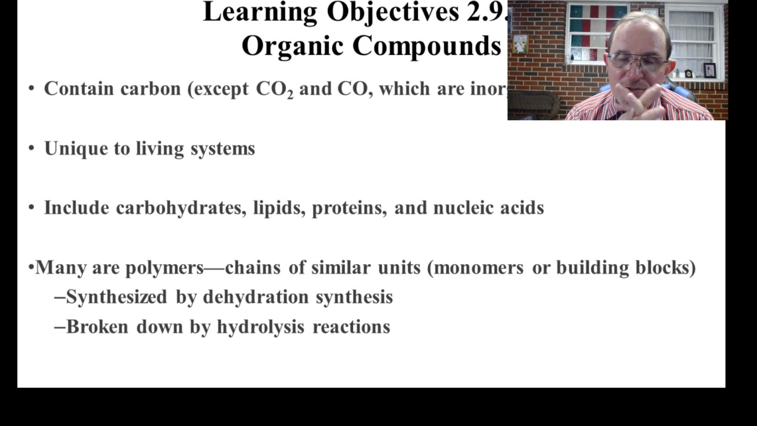The four main categories are carbohydrates, carbs, lipids, which are fats, proteins, and nucleic acids. Most of those are going to be polymers. They're going to be chains of similar units. The best way to think about monomer and polymer is monomers are the basic building blocks. They're like a Lego. You take a bunch of Legos, put them together, and you make something, a polymer. And again, dehydration synthesis and hydrolysis is the way that we do it.